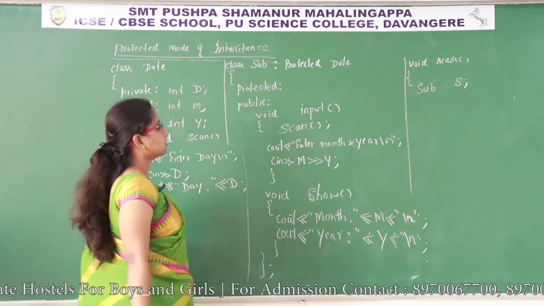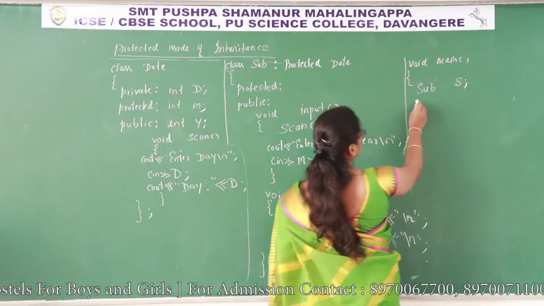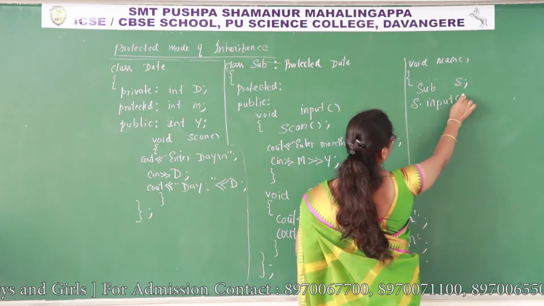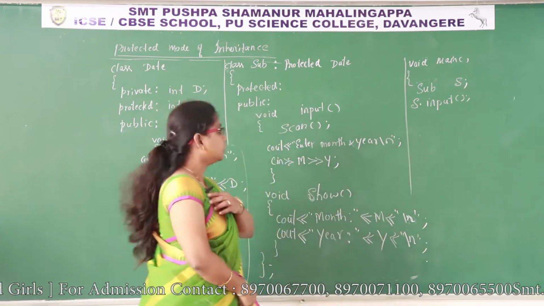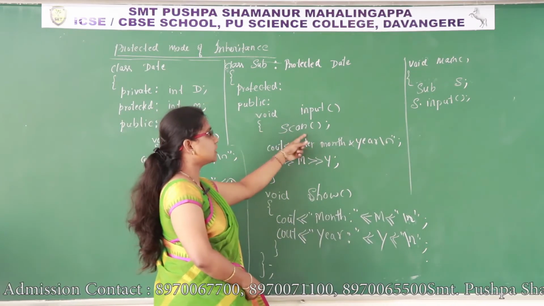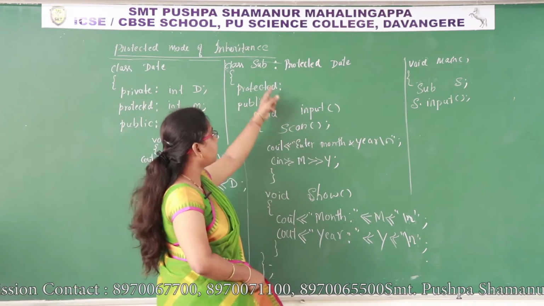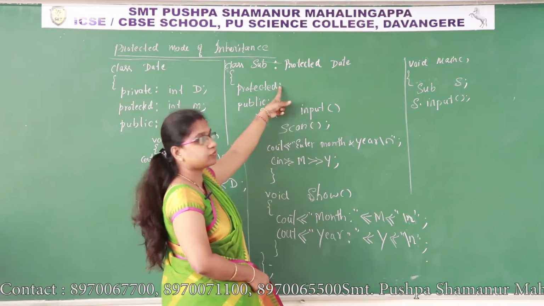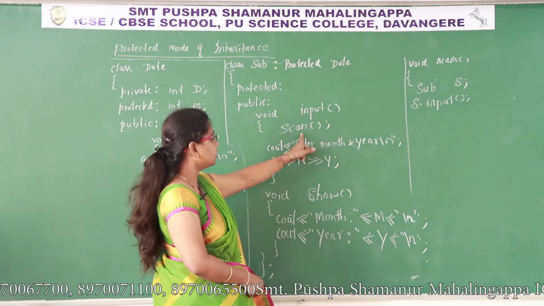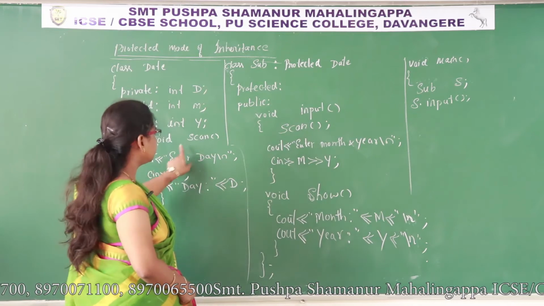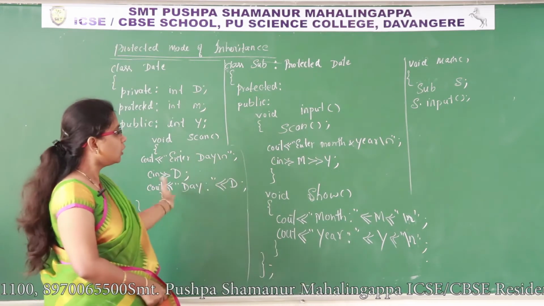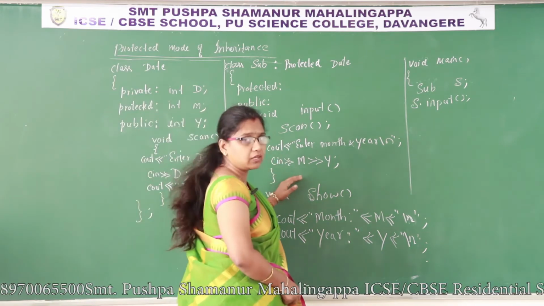When we call this function, s dot input, this input function will execute. Soon after entering this function, there is another function call. This is a member of this class, that is, a protected member of this class. This protected member is accessed through the public member function. So scan function will execute. So the instructions we have written inside the function will be executed. After that, these two instructions will be executed.